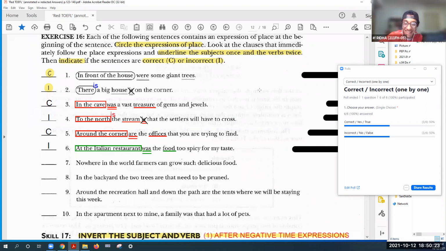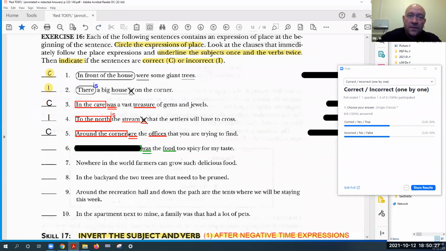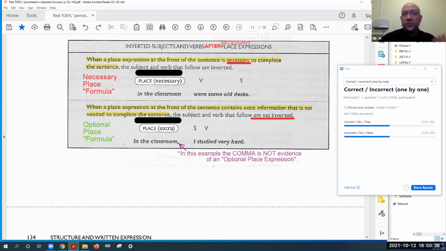Not easy. Look at the expression. Is this a necessary expression? No, it's optional, right? Yes, extra. Now, what's the rule when you have an optional expression? What is the rule? Subject first.